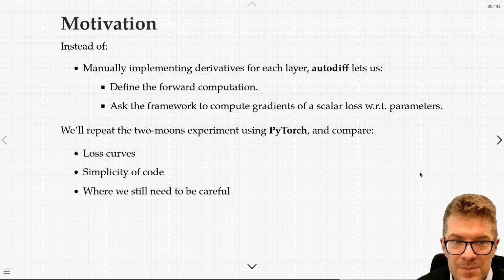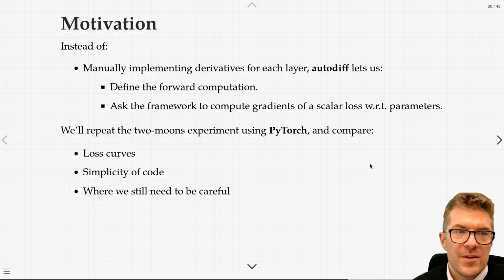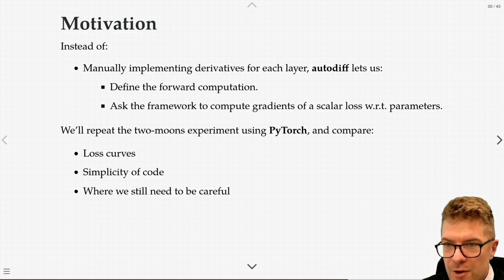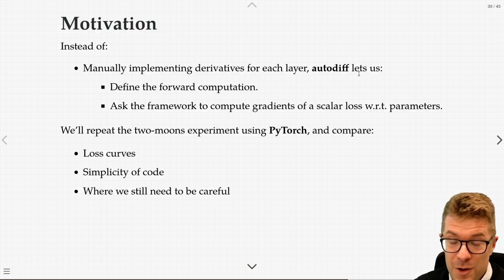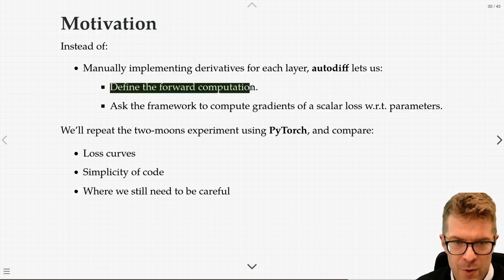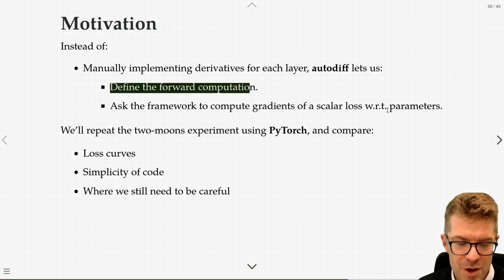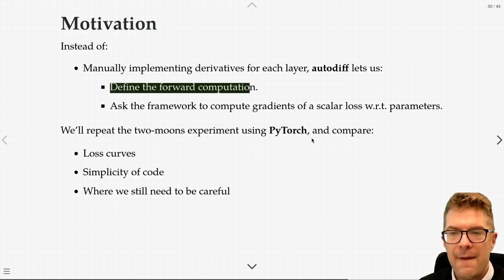Worked example 2. So instead of manually implementing derivatives on every layer, we're going to use autodiff. We're going to just jump to modern libraries and let them do all the work for us. We'll define the forward computation graph, and we're going to get the framework to compute the gradients for us, given a scalar loss with regards to the parameters. So this is what your experience is going to be much more like.